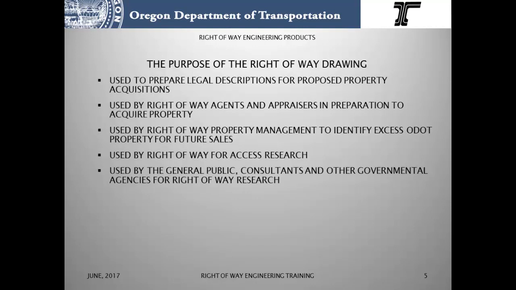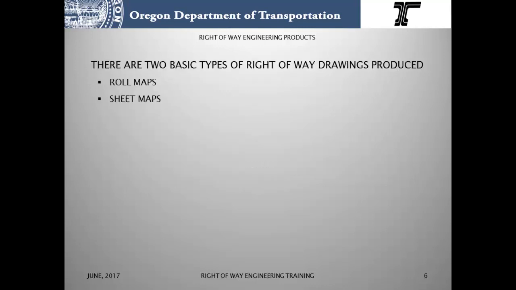So the purpose, first, it's used to prepare the legal descriptions for proposed property acquisitions. It's used then by the right-of-way agents and the appraisers in preparation to acquire the property. It's used by right-of-way property management to identify excess ODOT property for future sales. It's used by right-of-way for access research, and it is used by the general public, consultants, other governmental agencies for right-of-way research. We have two basic types of right-of-way drawings that are produced: roll maps and sheet maps.